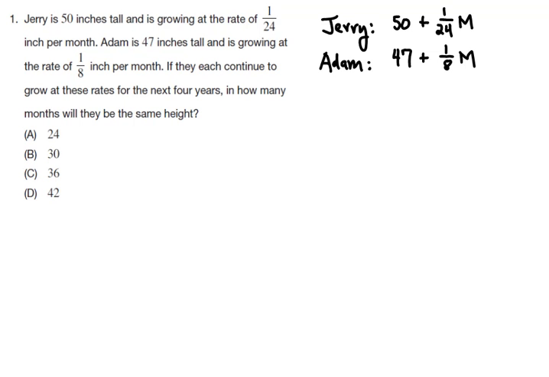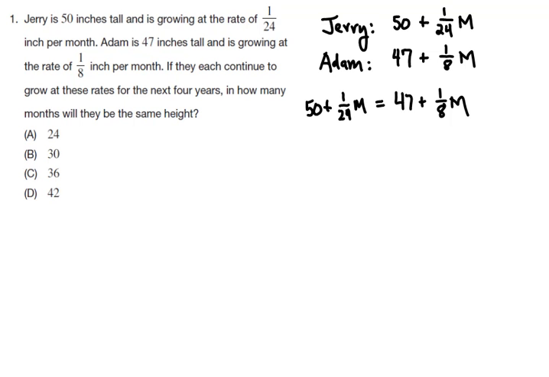If they continue to grow at these rates for the next 4 years, in how many months will they be the same height? Well, if the first formula gives you Jerry's height and the second formula gives you Adam's height, when we want to find out when they are the same height, we'll set the two equal to each other. And now we have an equation that we can solve for m.